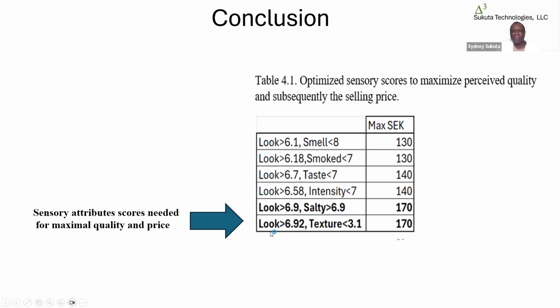Okay, now we summarize everything we did. We see that the look will work. The higher the look, the better overall. However, the smell, the smoke, the taste, and intensity don't really have that much leverage on the price, but the look, salt, and texture do. So in summary, if the look is over 6.9, the salt over 6.9, and the texture less than 3.1, you can hit a high price of 170. So if I had that beacon at 158, I'd look at that. In fact, everybody else should look at that, even if your beacon was below 158.